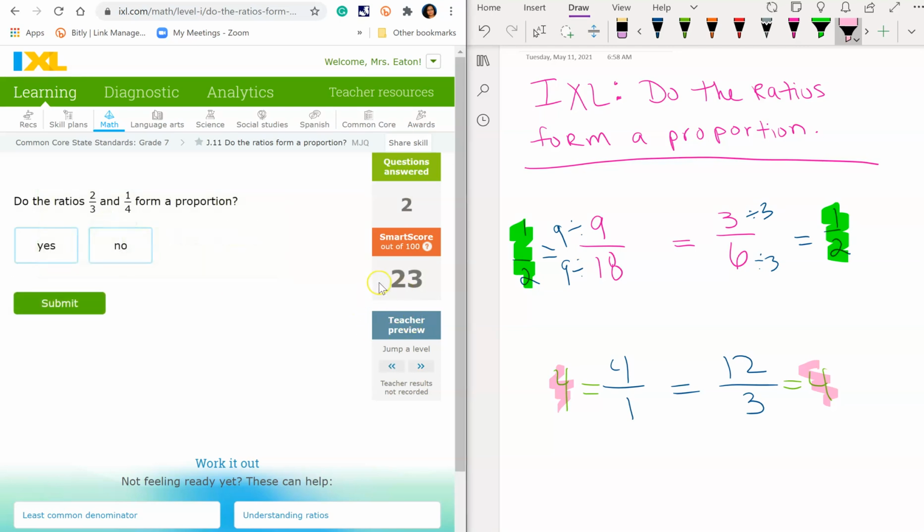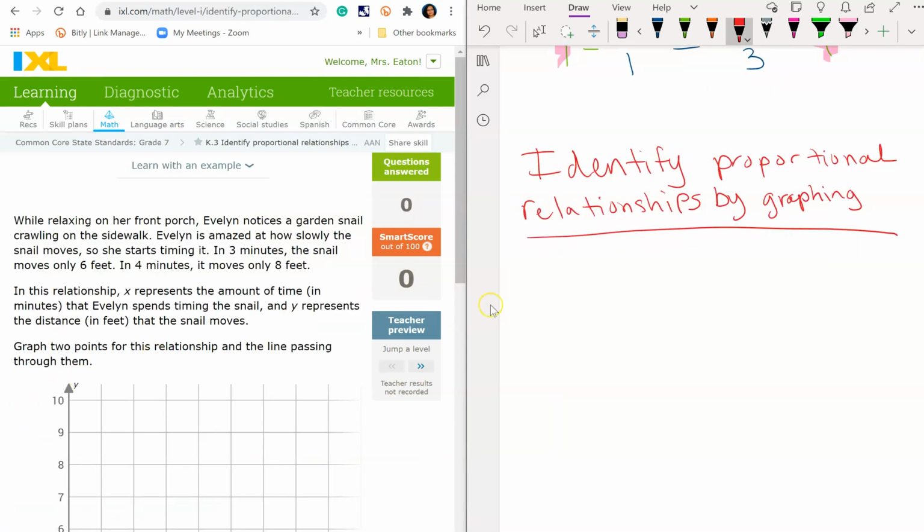Please remember the SMART score you have to reach is 85. So this is for the IXL assignment: Identify proportional relationships by graphing. So you can see that here on the right, and this is what it will look like when you go in to try to do it.